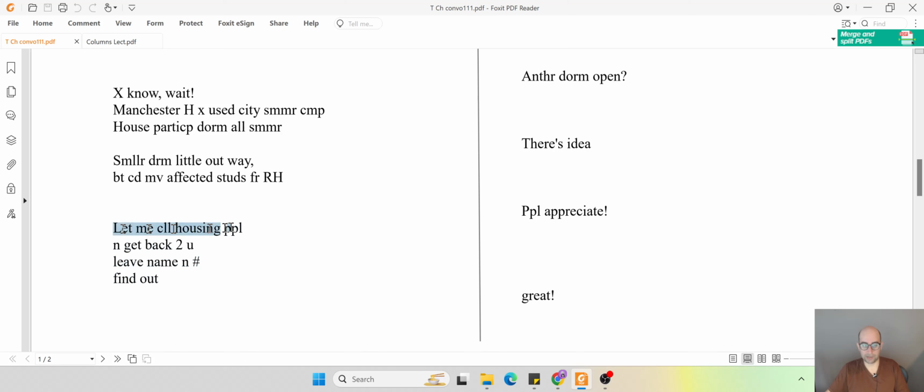Let me call the housing people and get back to you. So what does this mean? So this is a common English expression. It means I'm basically gonna get permission from the housing people, the people who are in charge of this dorm, and if they okay it, she says here leave me your name and number and I'll find out. So if they do okay it, I'll call you up and then I'll let you know if it's fine and you guys can move into that new dorm, Manchester Hall.